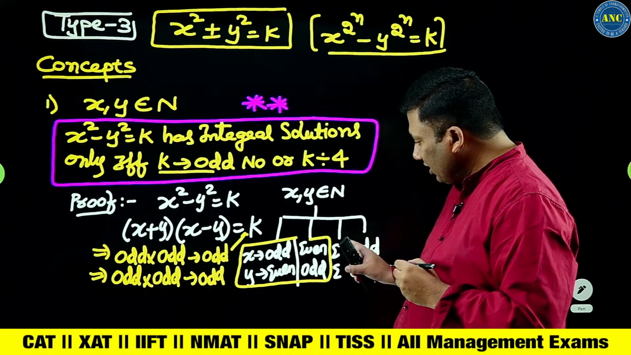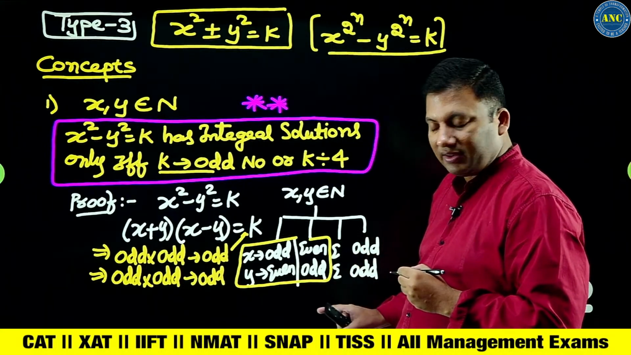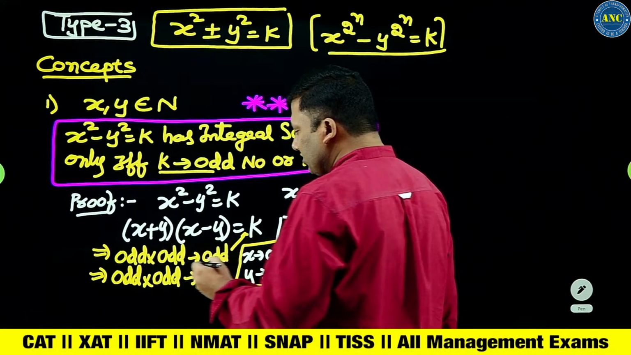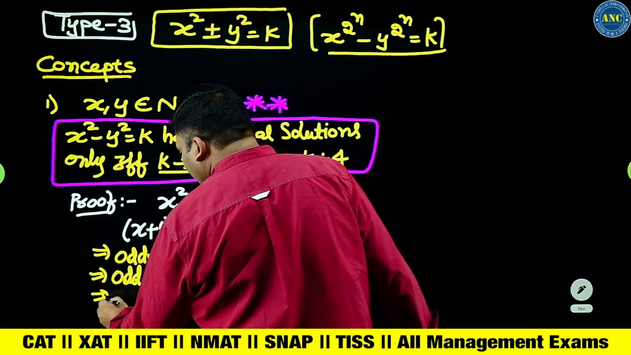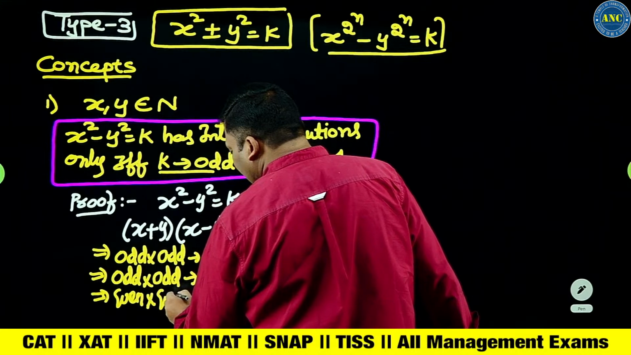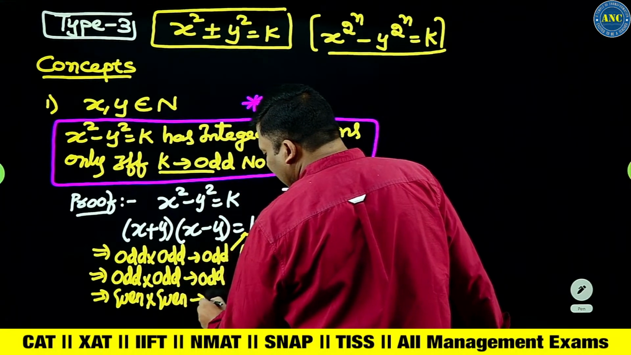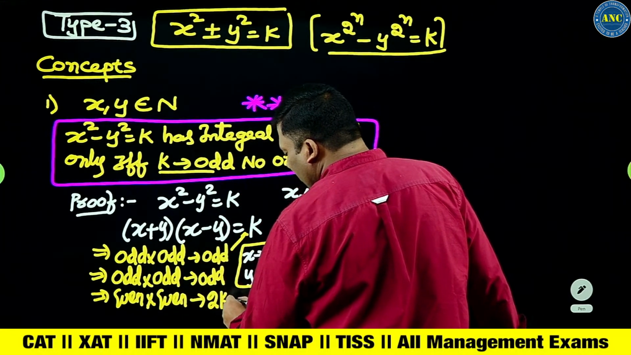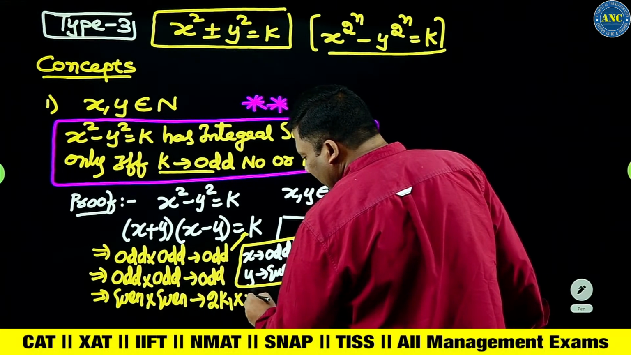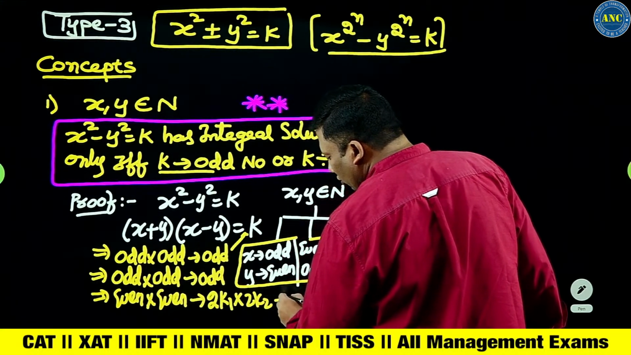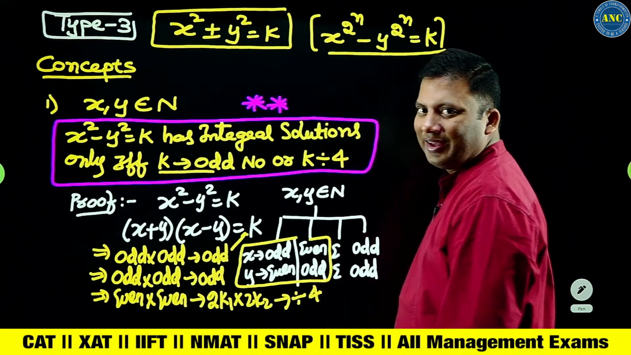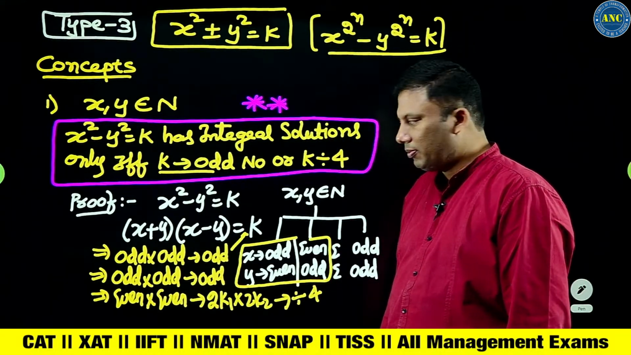Next case, x is even, y is even. Even plus even. What is even plus even? It is an even number. What is even minus even? It is an even number. Any even number is divisible by 2. 2 into 2, right hand side is divisible by 4.